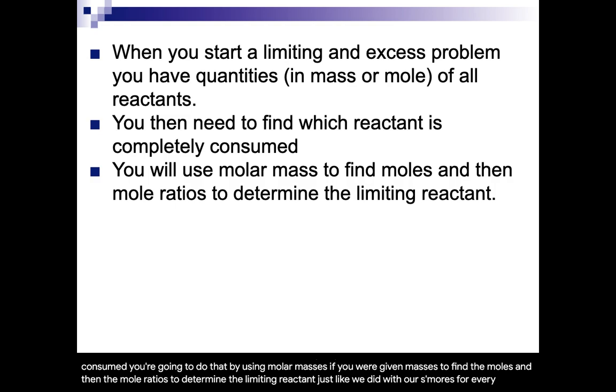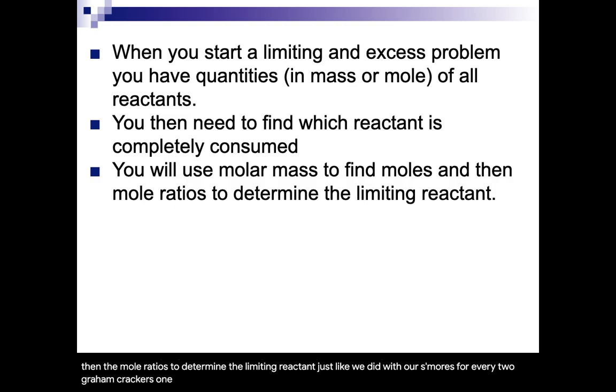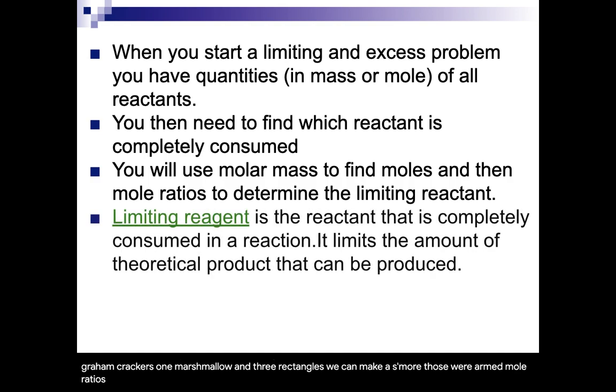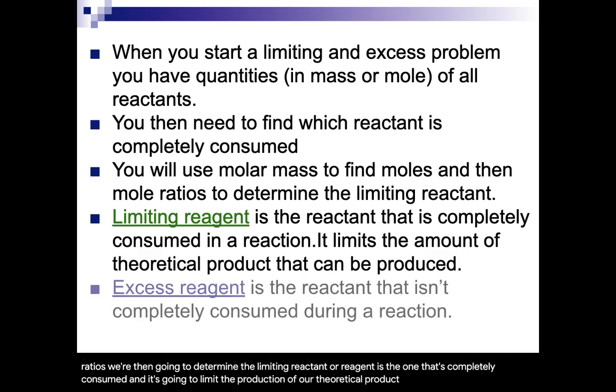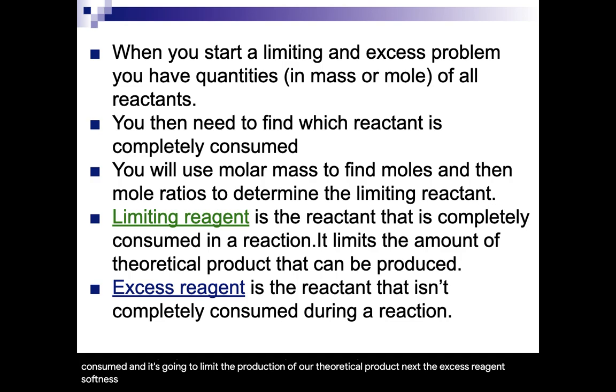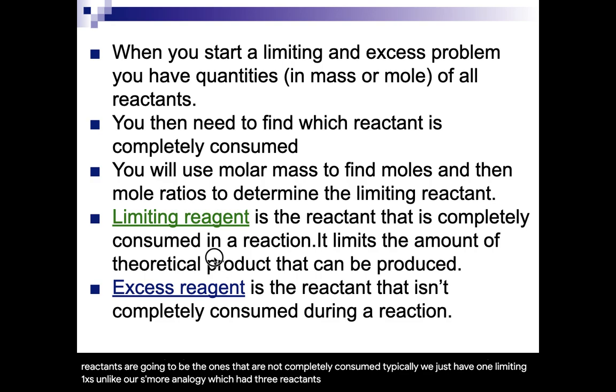For every 2 graham crackers, 1 marshmallow, and 3 rectangles, we could make a s'more. Those were our mole ratios. We then determine that the limiting reactant or reagent is the one that's completely consumed, and it limits the production of our theoretical product. The excess reagents or reactants are the ones that are not completely consumed. Typically, we just have 1 limiting and 1 excess, unlike our s'more analogy, which had 3 reactants.